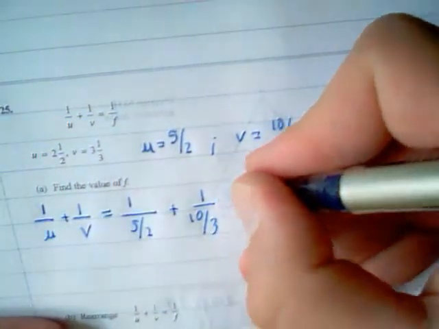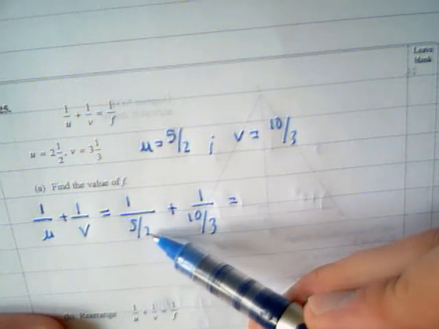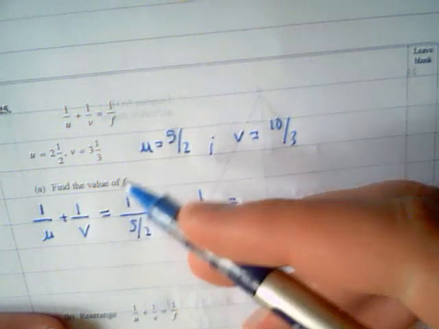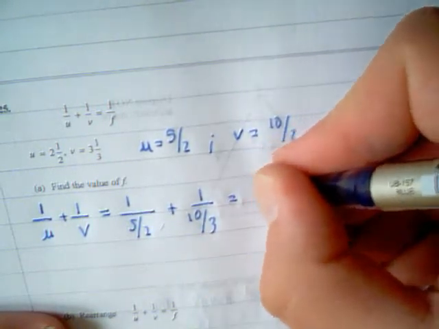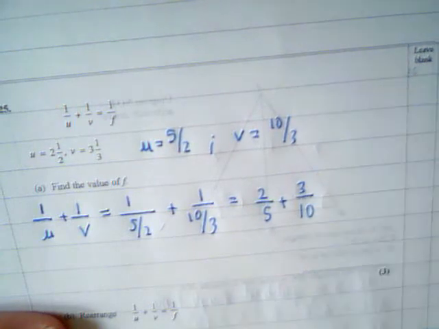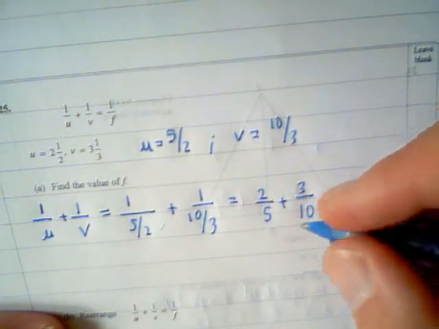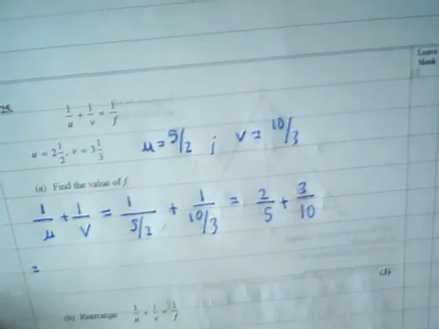which is the same as, because when we have a fraction on the bottom, we can just flip this denominator up to the top to make a numerator. So this is going to be 2 over 5 plus 3 over 10. Okay, so now we have to add these fractions, but they don't have a common denominator. So we then make a common denominator.